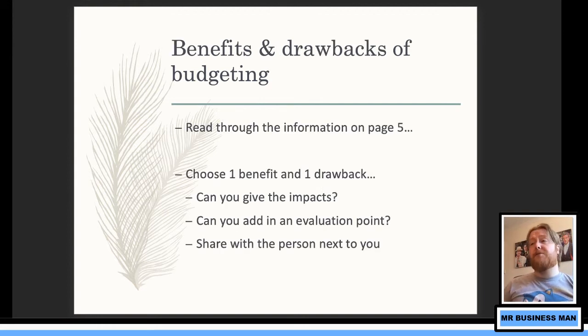So, benefits and drawbacks of budgeting overall. Read through the information. You've got them in your books, but choose one benefit and one drawback. Can you give the impacts? Can you add an evaluation point? And then, obviously, you can share it with the person next to you if you want to.